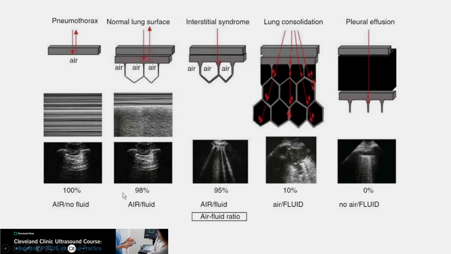Normal aerated lung is typically considered to be 98% air, as well as 2% fluid, which is in the interstitium. With that, you'll notice that those images to the pneumothorax look very similar, which is why we use the M-mode to differentiate between the two if you cannot visualize lung sliding. As interstitial syndrome or consolidation continues to increase, where we have more fluid and less air ratios, you'll notice that the images start to change, and we'll talk about how we use the artifacts to determine what that means.